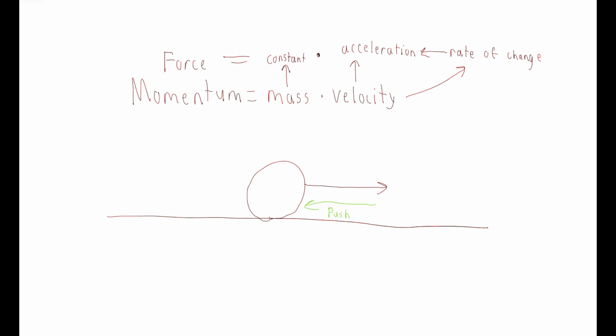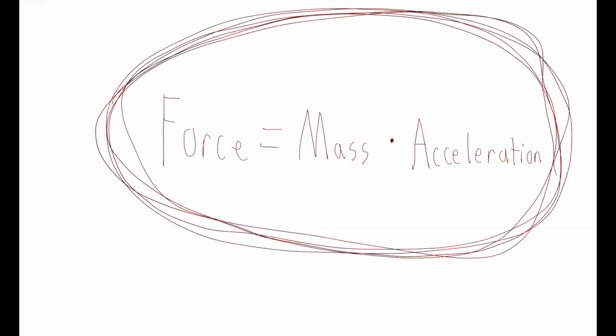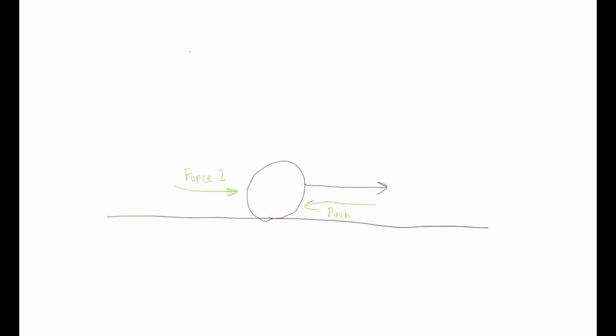Acceleration is the rate of change of velocity, for those who don't know. So to find the force, we need to take the mass and the acceleration and multiply them by each other. And there, you have mass times acceleration is equal to force. Of course, there could be multiple forces at once. Let's say there's a second force applied to the ball.